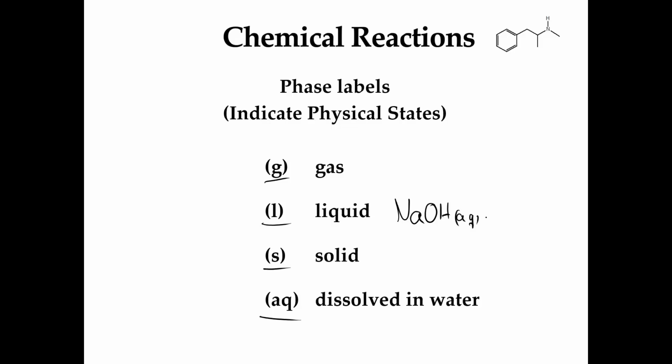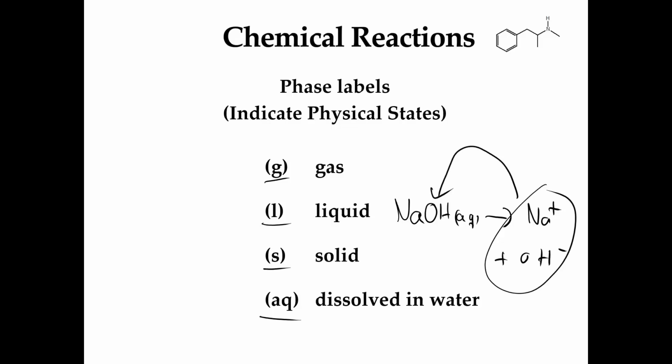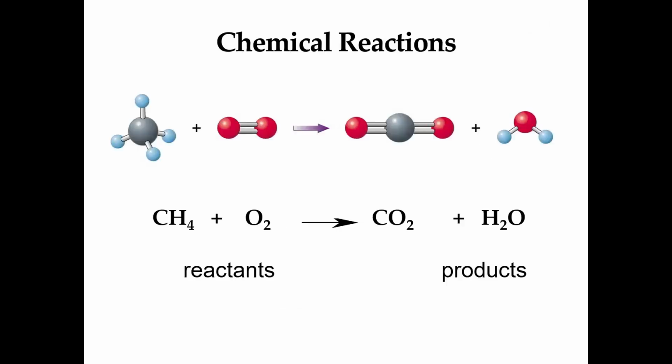And so it essentially means that you have sodium ions and hydroxide ions. But we write it together and we put the phase label there just for clarity. Okay, and this will all make more sense once we go through several of these examples.